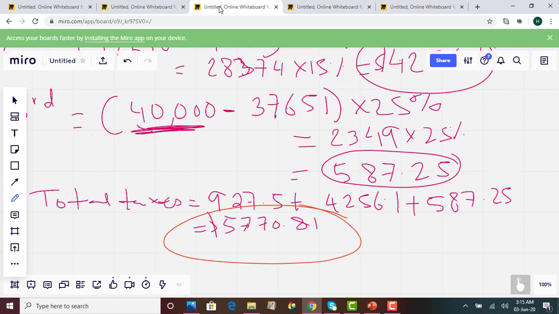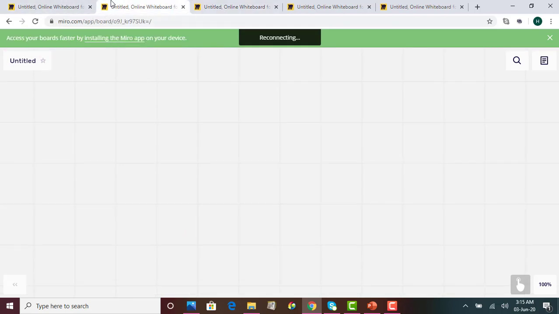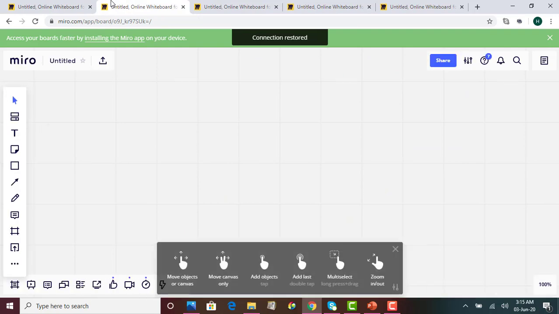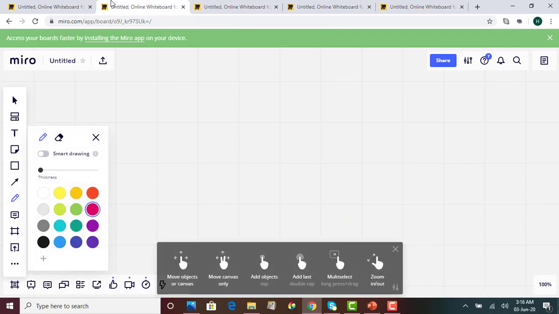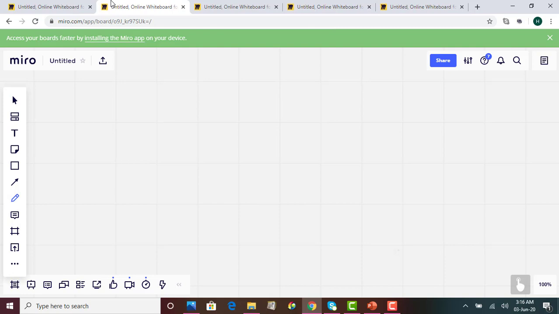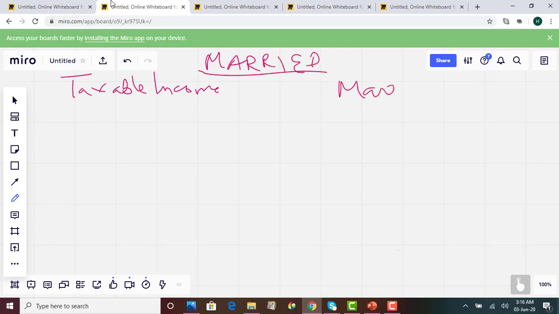Now let's say we look at married. The table is different for married, and you will see it's actually more beneficial if you file as married because it's for two people, so the levels of income are broader. It will cover more income at each level. Okay, so let's say again, this is taxable income. This is the table I'm doing for married, if you file as married, and then marginal tax rate.